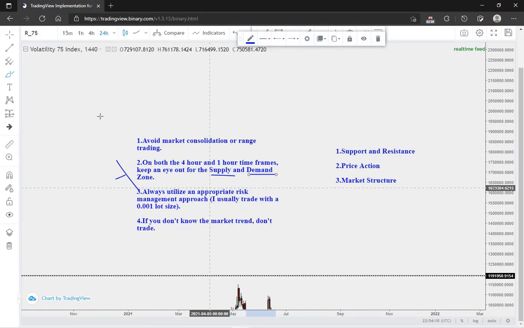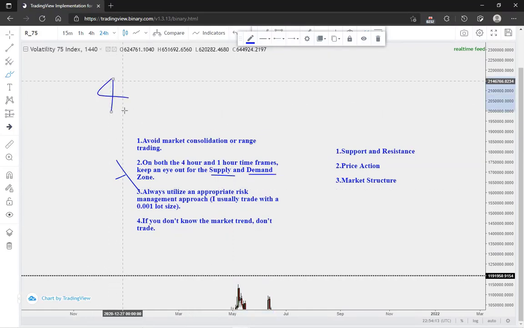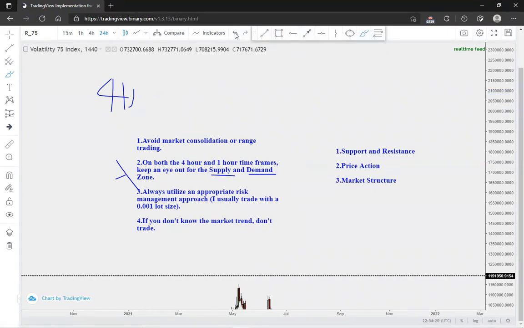So for instance, when you are in the 4-hour time frame, you should be able to identify the supply and demand zones around that particular time frame, and look at the candlestick patterns or the price chart patterns that are forming around that particular area. When you get to that particular zone, you need to identify the price action patterns that are happening around that zone.